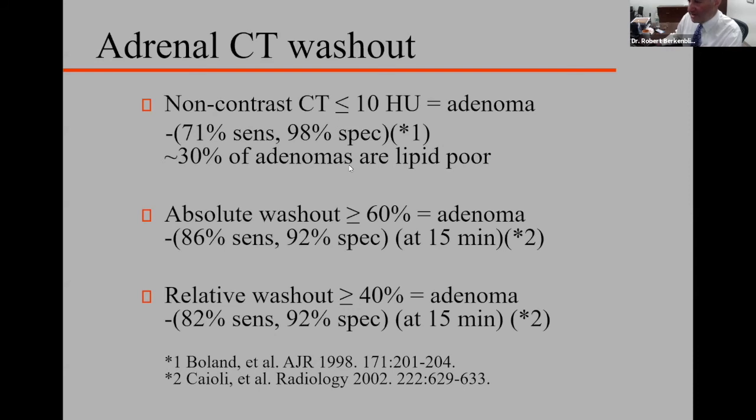So a lot of numbers on this slide, but what I want you to take away from it is simply that these studies are very good. They all have greater than 90% specificity, whether we're talking about non-contrast being 10 Hounsfield units or less, absolute washout of 60%, or a relative washout of 40%.